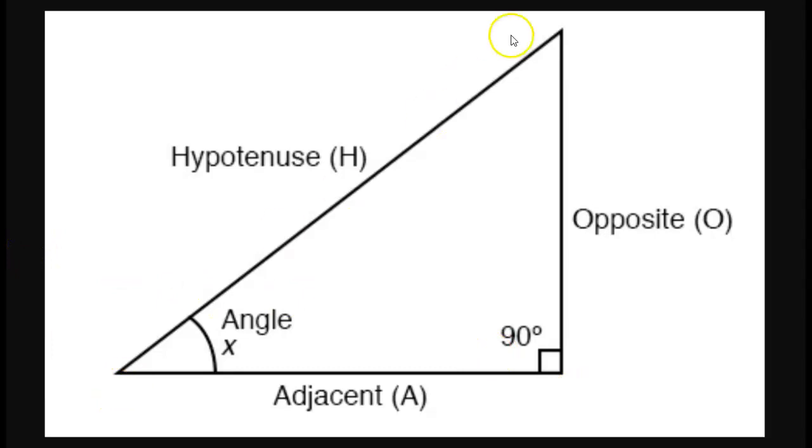And of course, the biggest side is the hypotenuse, and that is the side that's across from the 90-degree angle. So the key thing to realize is if we're looking at an angle, the opposite side is the one that doesn't in any way touch it. See, this line over here does not touch this angle. All right, let's go on to the next phase.